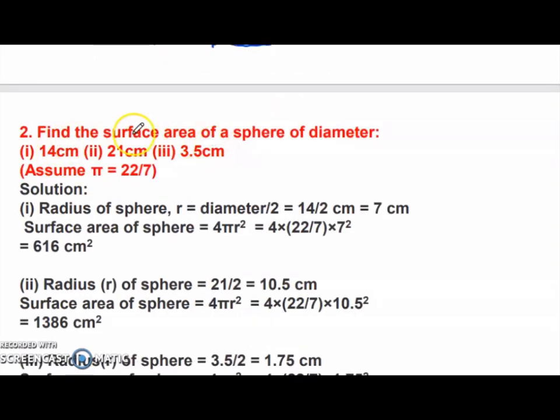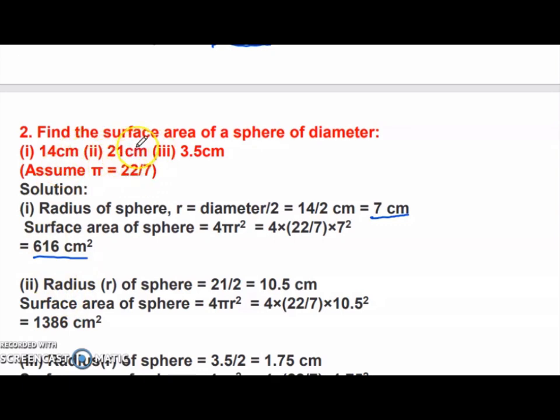So in the second question, find the surface area of a sphere of diameter 14, 21 and 3.5. So if these are the diameters, radius will be half of this. So radius will be, in the first case, 7 centimeter. Then you can directly substitute in the formula 4 pi r square, and you will get the answer as 616 centimeter square.